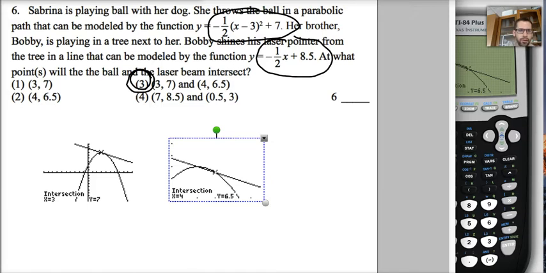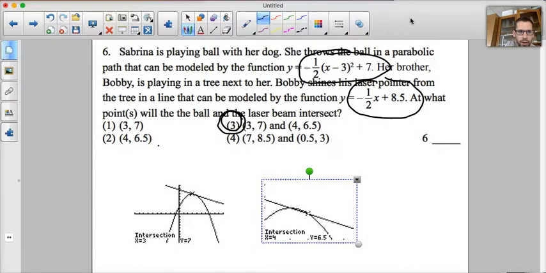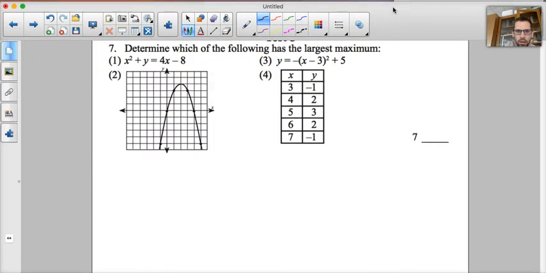All right, number 7. It's not letting me advance the slide. Come on. I have to do this by hand. Move this and move it back.